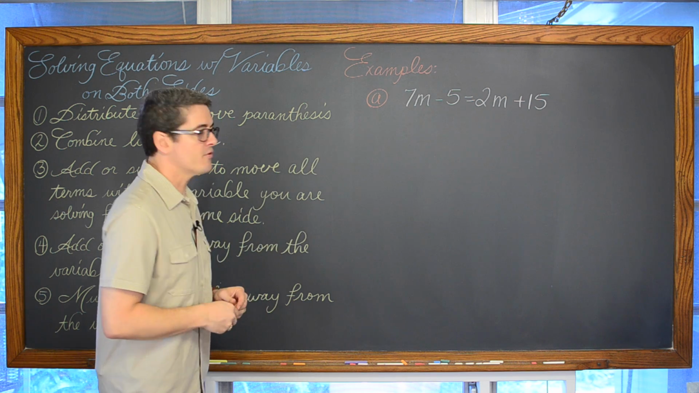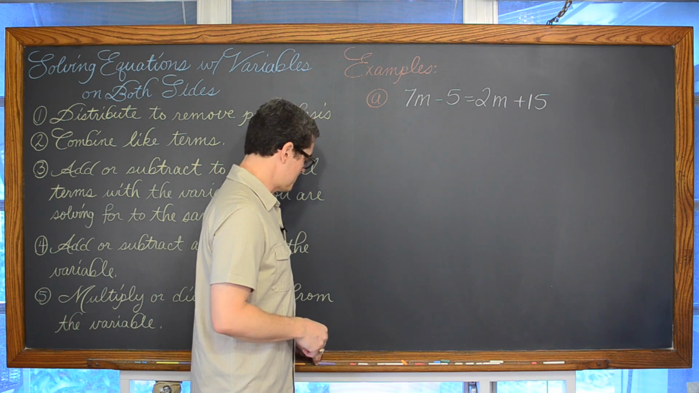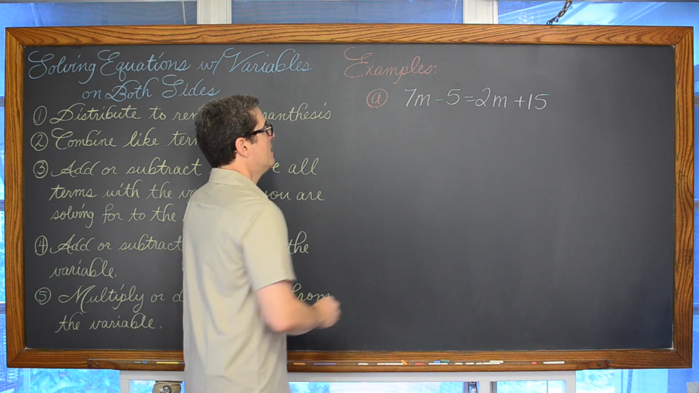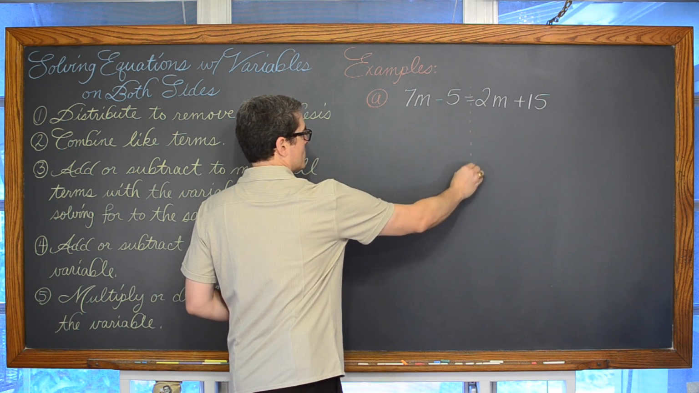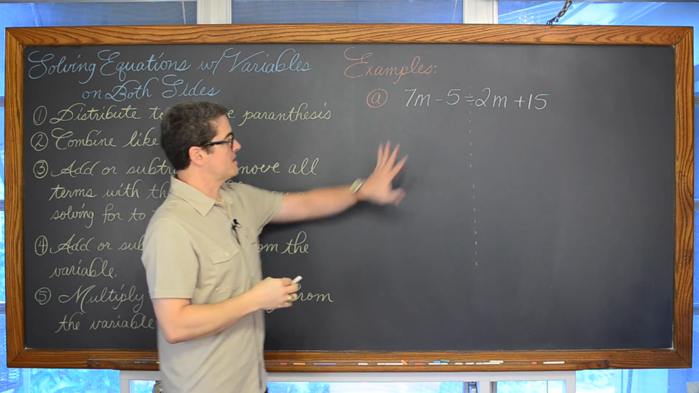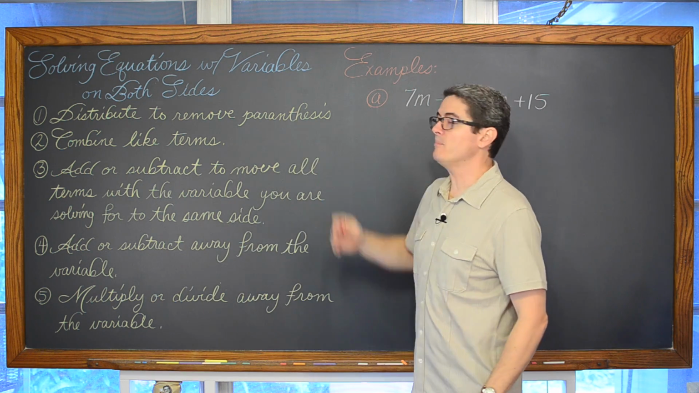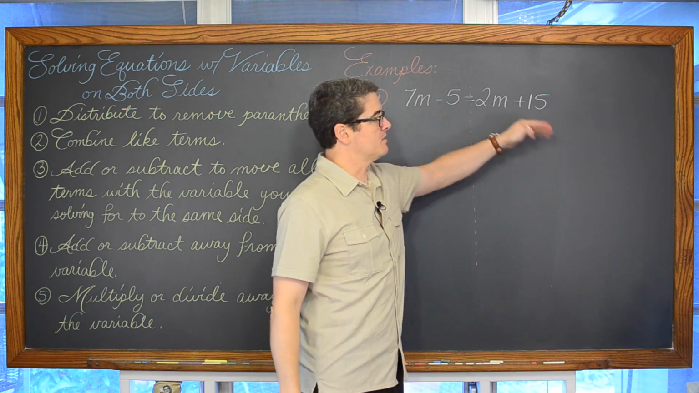So here we have our first example. It's 7m minus 5 is equal to 2m plus 15. The equal sign, or later when we solve inequalities, that equal sign or inequality sign breaks the left-hand side of the equation up from the right. And we don't have any parentheses, so we're not going to have to work on the distributive property.